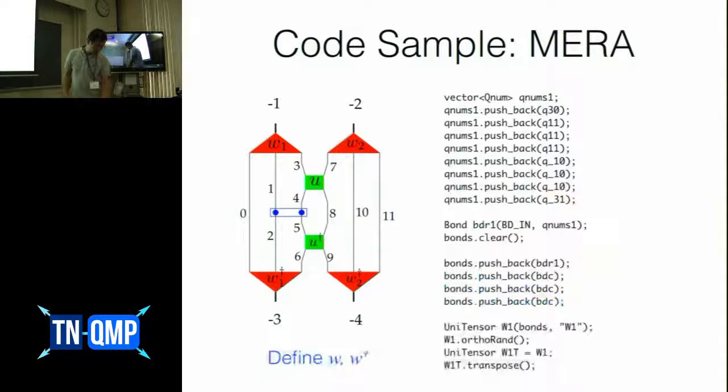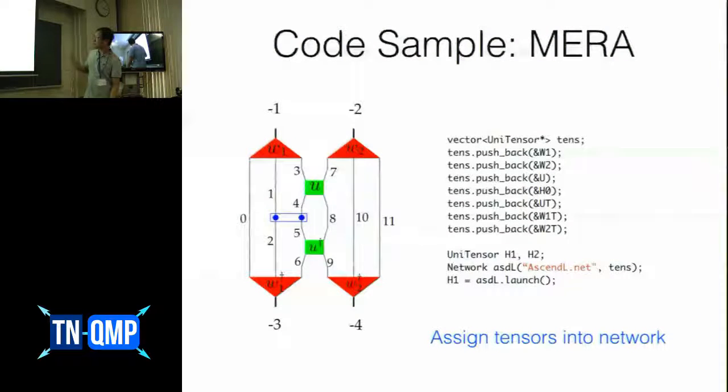So this is a defined Hamiltonian, and in the same way we can define W and W dagger. And all these pushbacks are because this was C++ 99 or something. Now you can use just a curly bracket to initialize this, so it will become shorter.